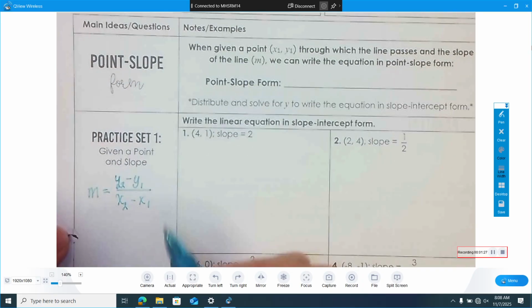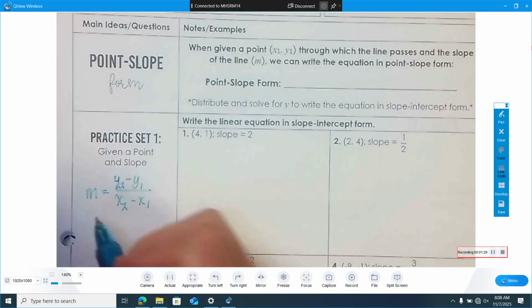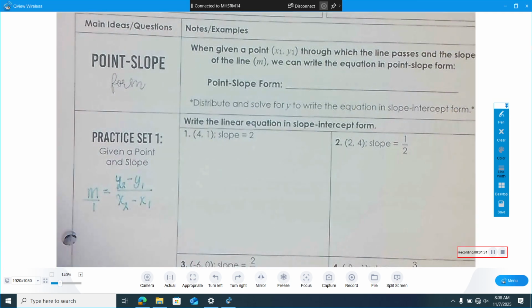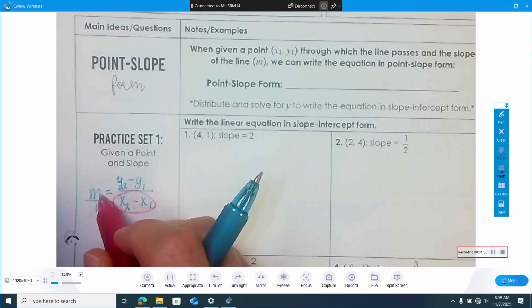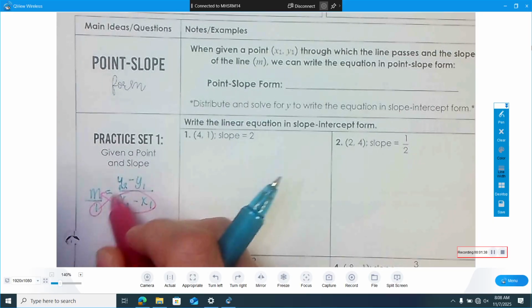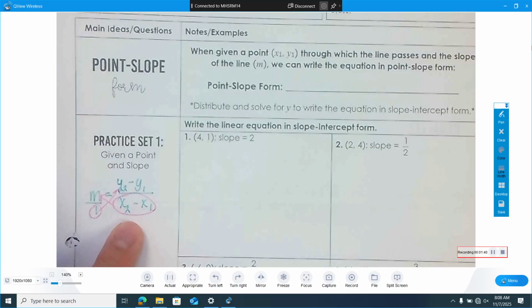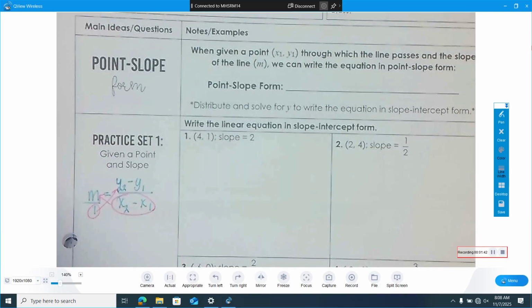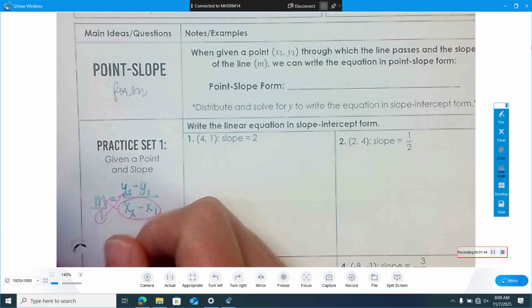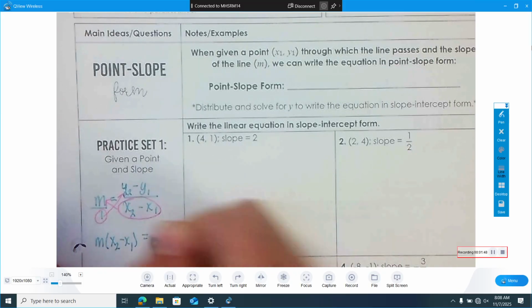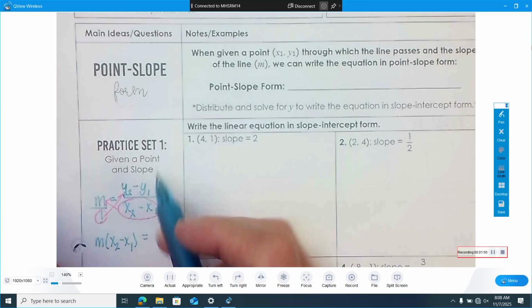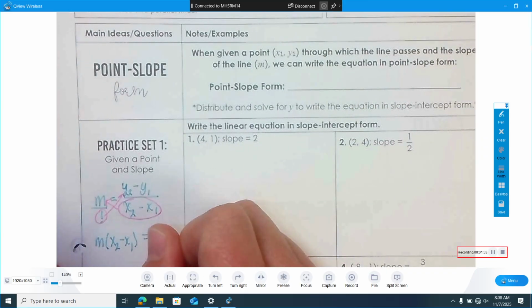Well, it turns out with a few minor tweaks here, I can think about this as a proportion, and what I can do is cross multiply. So I take my denominator and multiply it to the m. So I have m times the quantity x2 minus x1 is equal to 1 times my numerator. Well, that's just y2 minus y1.